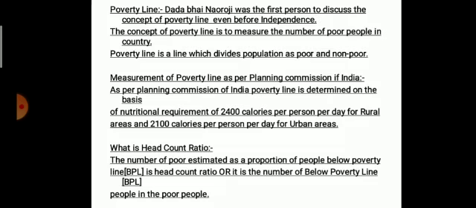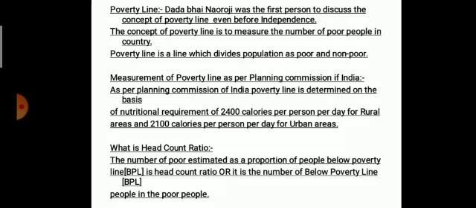Some examples of rural poor are landless agricultural labor households. Household means family. A family of agricultural laborers who work in the farm of another person. He is a landless agricultural laborer. That is, he does not have land of his own and works on the farm of other people or other landlords.